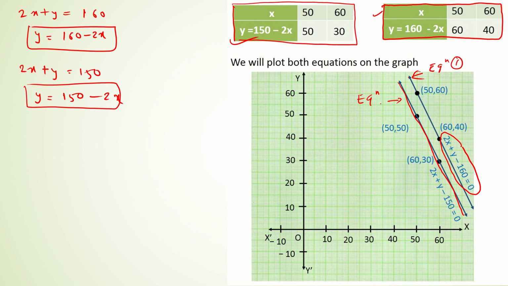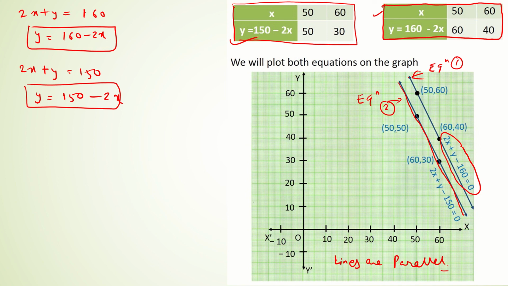And seeing carefully, these two lines are not intersecting. So here the keen observation shows that the lines are parallel. Lines are parallel to each other.